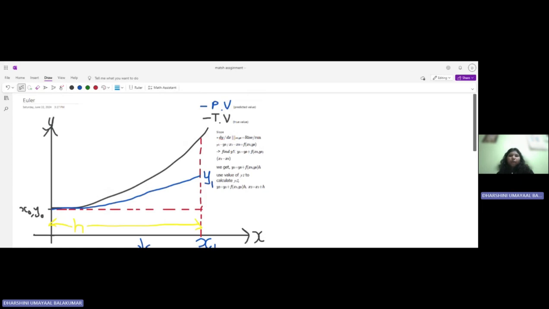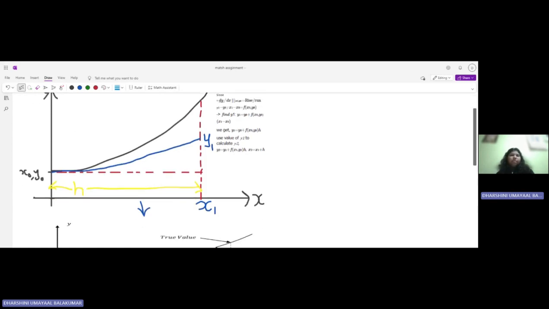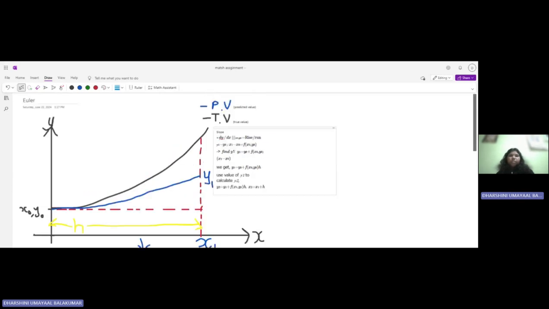In order to find our y1, it's going to be y1 equals y0 plus f(x0, y0) multiplied by x1 minus x0. So x1 minus x0 will give us our step size h. So we're subbing in x1 minus x0 as h.